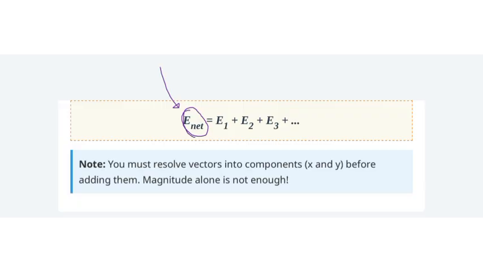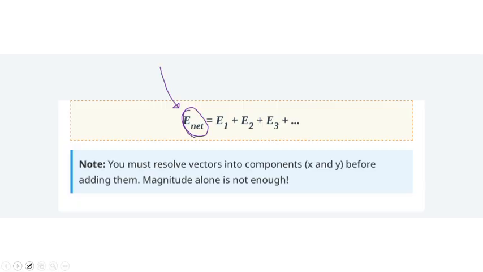All right, so you must resolve vectors. What you should take note of is that you must resolve vectors into x and y components before adding them. Please take note of that. That is why physics is progressive. In first semester, you were taught how to resolve vectors into x and y components. You were taught vectors, and this semester nobody is going to go back to teach you vectors. So you should know how to resolve vectors into x and y components before you add them. Okay, magnitude alone is not enough.